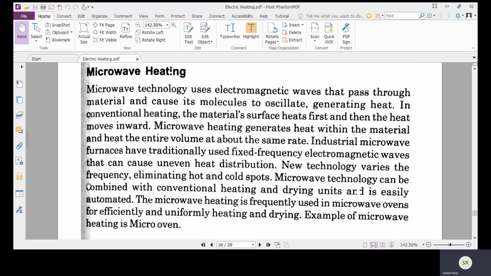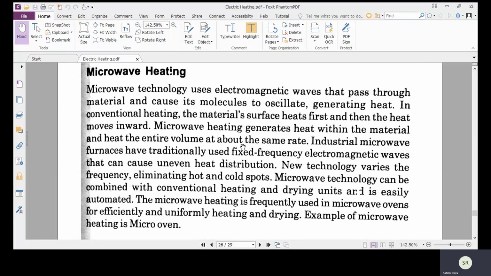In conventional heating, the material surface heats first and then the heat moves inward. However, in microwave heating, heat is generated within the material and it heats the entire volume at about the same rate.